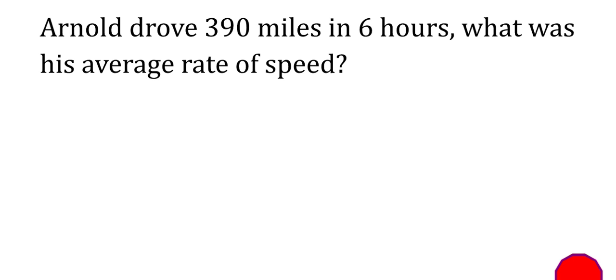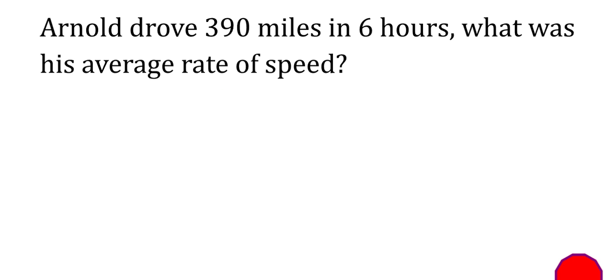So Arnold drove 390 miles in 6 hours. What was his average rate of speed? Very often we have this idea, per. Miles per hour, miles per gallon, or you could think about the amount of money that someone might make. You have a certain amount of salary per hours worked. And so we have this idea that we're going to work with.